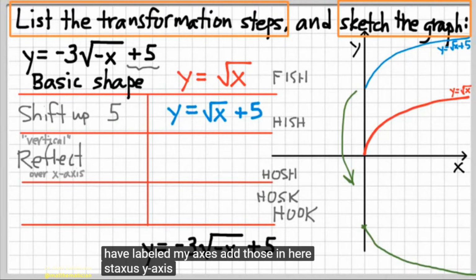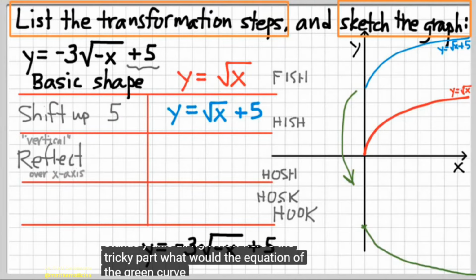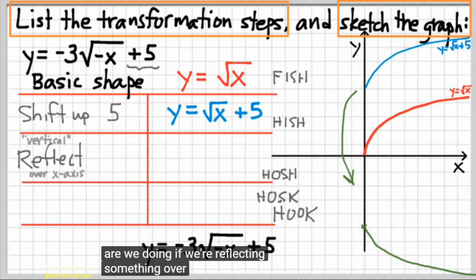Let me add those in here. X-axis, y-axis. All right, now here's the tricky part. What would the equation of the green curve be? Algebraically, what are we doing if we're reflecting something over the x-axis?